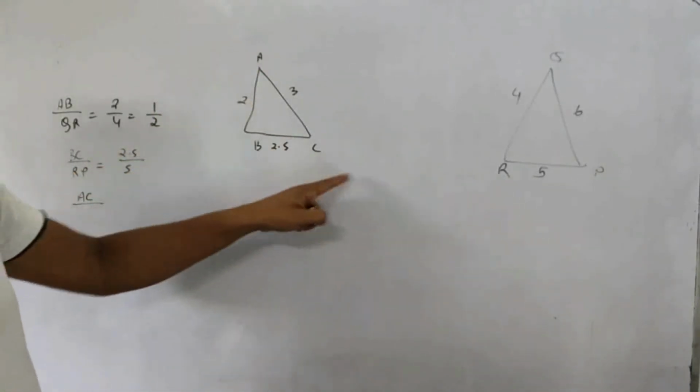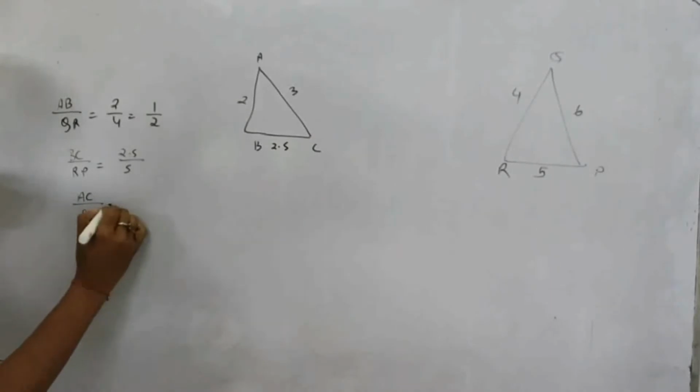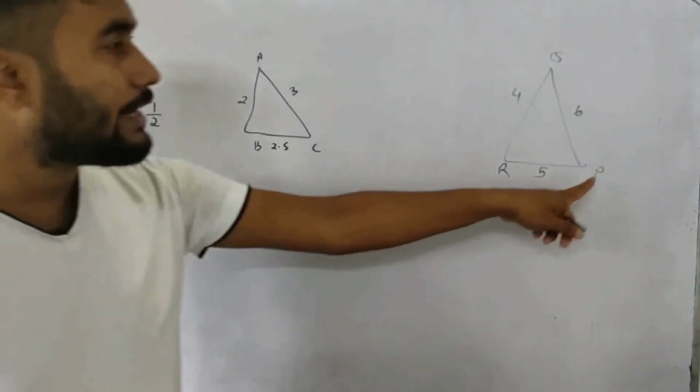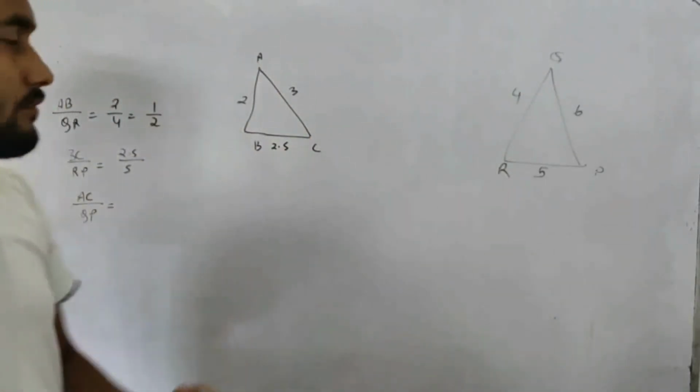AC. If I start with A, I will start with Q only. Okay, QP. Remember this thing. You have to start like that only. You will not write PQ. You will write QP only. CA, then PQ. Understood? Okay.